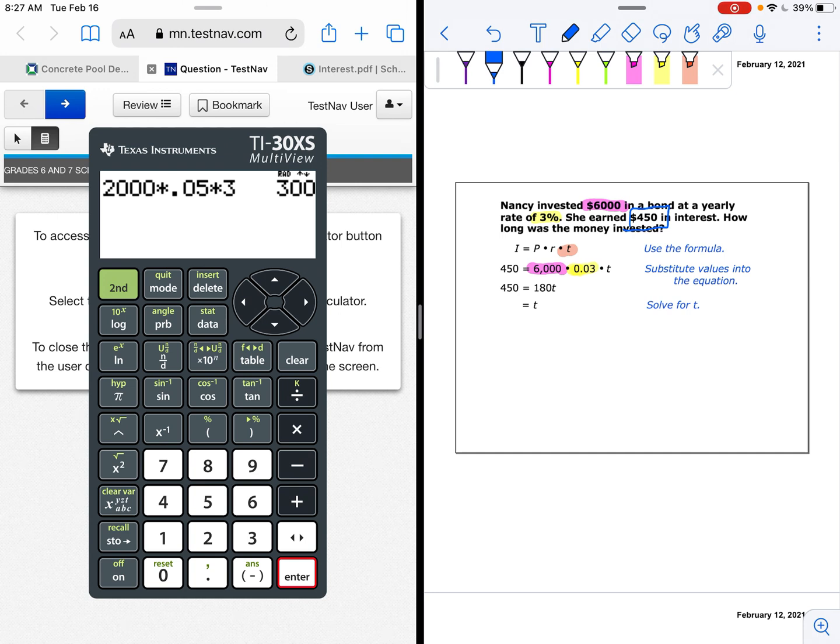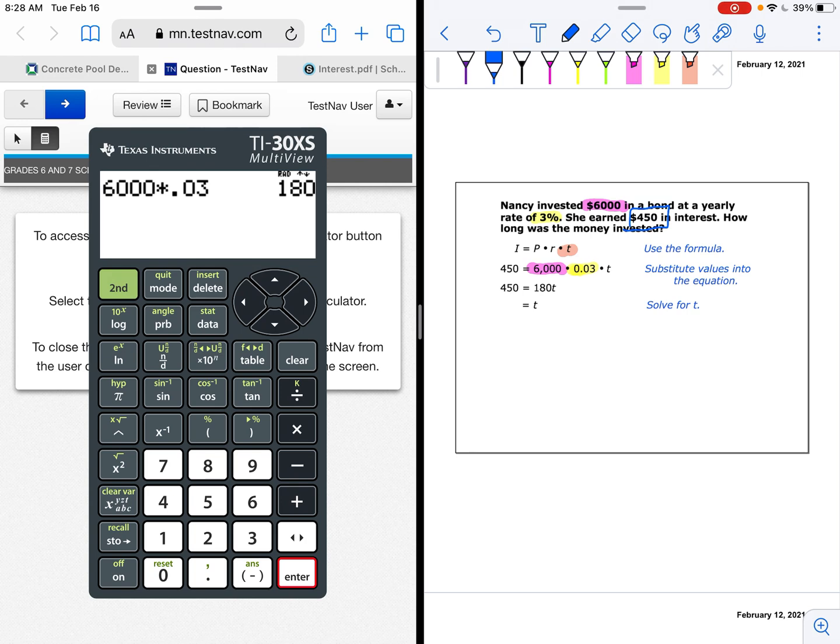So I'm going to put my $450 in for my interest. 6,000 is my principal. The rate is 0.03. I'm going to do the math I can. So I'm going to take that 6,000 and multiply it by 0.03. And I need to multiply that by the time, and that's going to equal 450.